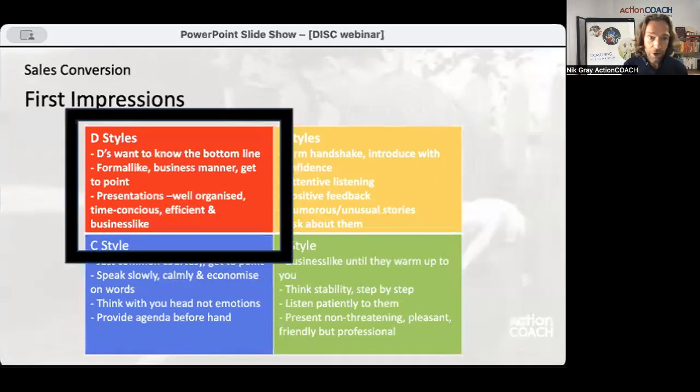So again, let's start off with Ds. So Ds want to know what the bottom line is. They want to know, how is it going to impact them? A formal, like business matter, get to the point. That's what they want. You could almost find yourself talking the D out of the sale if you've got too much information. Be well organized, be conscious of time, and efficient and business-like.